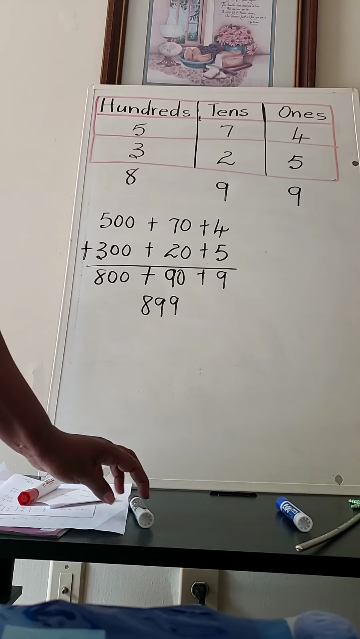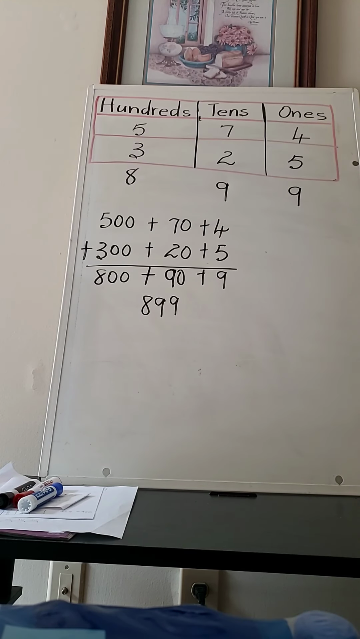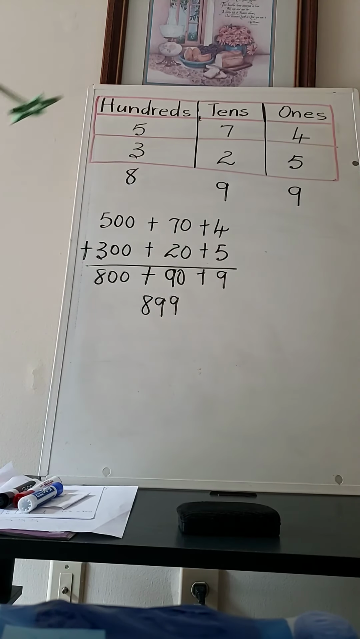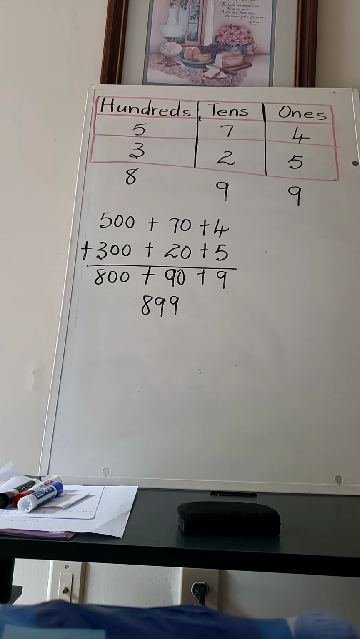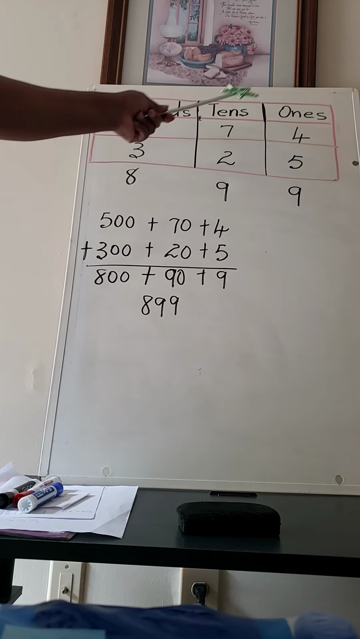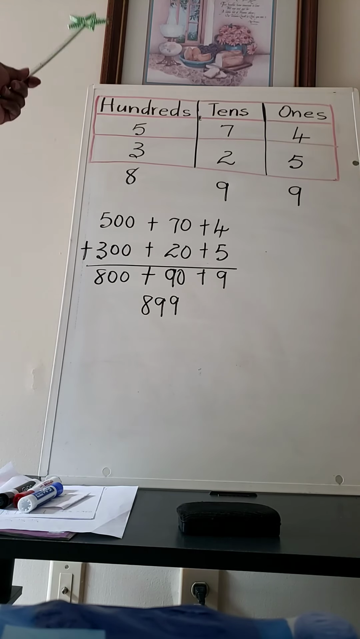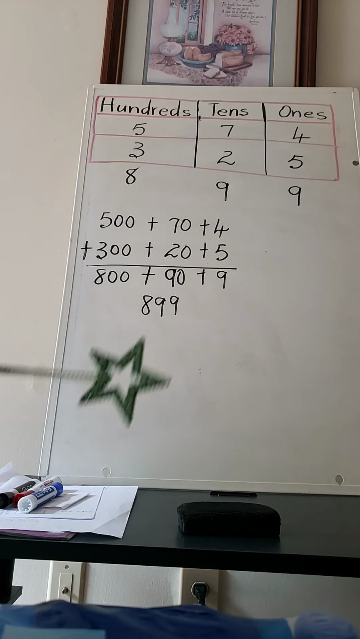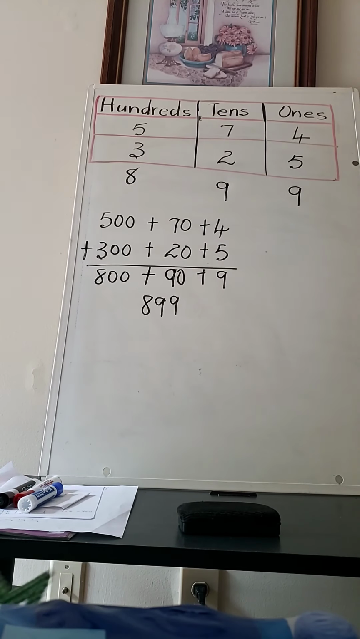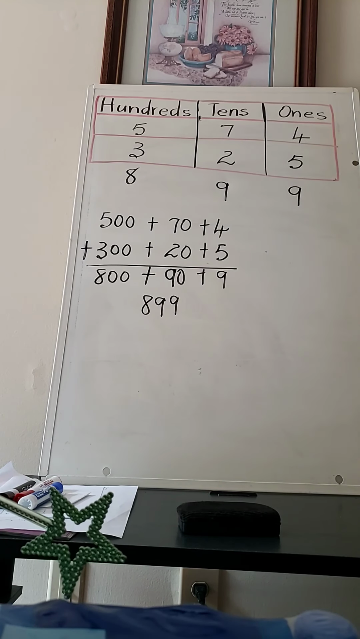Okay, boys and girls, today we're going to be looking again at adding three-digit numbers. In other words, we're adding hundreds, tens, and ones. Let us say that a bakery produced 574 loaves of bread on Monday and produced 325 loaves on Tuesday. How many loaves of bread in all did the bakery produce Monday and Tuesday?